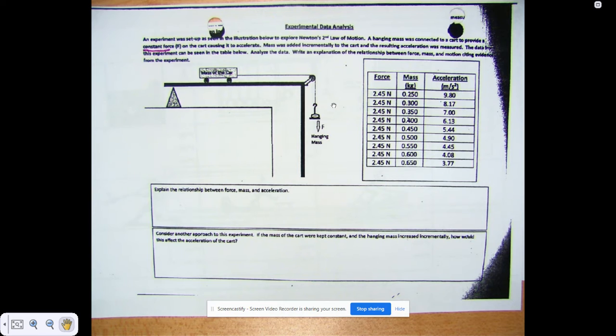What I want you to do is analyze the data and write an explanation of the relationship between force, mass, and motion, citing evidence from the experiment. And so this one is one that if you're sitting in class, then I would take some time and let y'all do it. So what I want you to do now is pause the video. Go to your worksheet, and type in what you think is happening. That way you can see if you're right or wrong. Okay, so at this point in time, pause the video, and we'll come back and we'll talk about it.